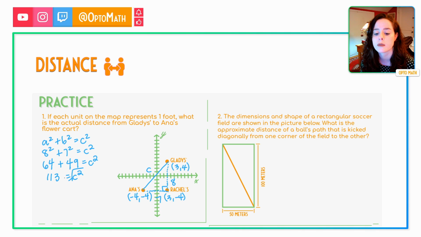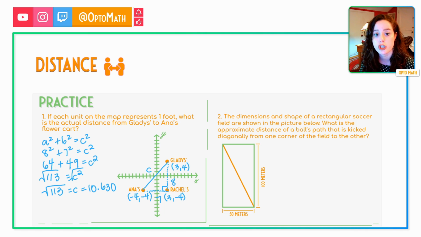And let's take the square root of both sides. So C, remember it's plus or minus technically, but because we're talking about distance, it's going to be the positive square root of 113. And as a decimal, it's about 10.630, and I just used a calculator to do that. If you wanted to use the distance formula, you would just use the points for Anna's and Gladys's.